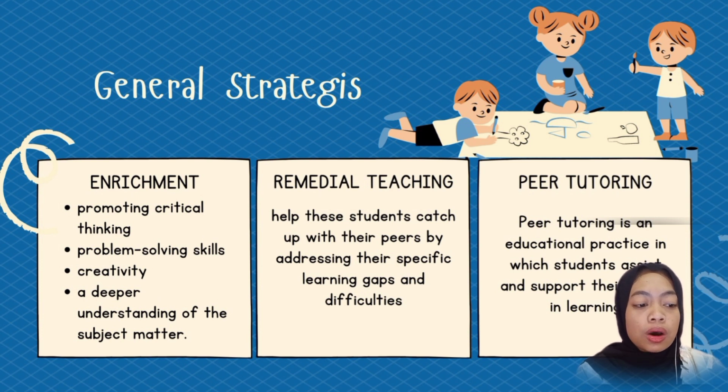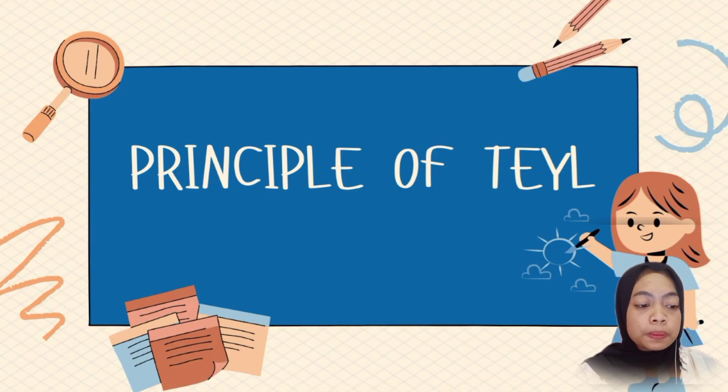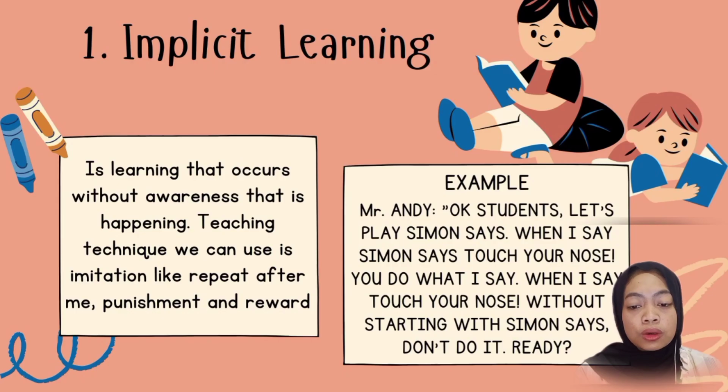Okay, that's all for the first topic. So we can move to the next topic, which is principles of teaching young learners. For the principles of teaching young learners, we have 4 topics. The first is implicit learning, contextual learning, learner-centered, and meaningful learning.